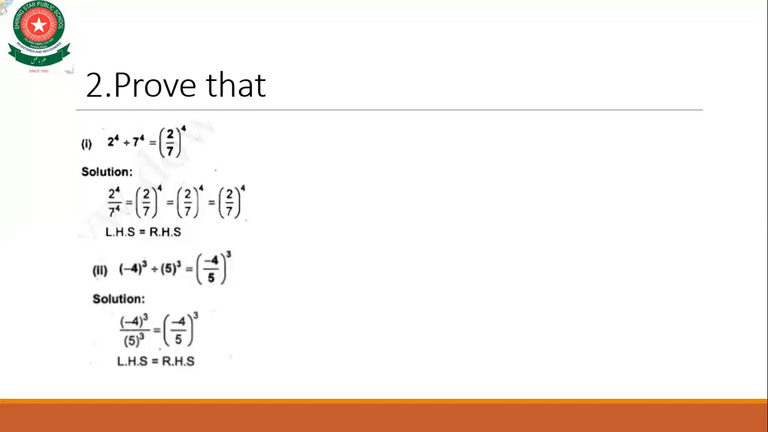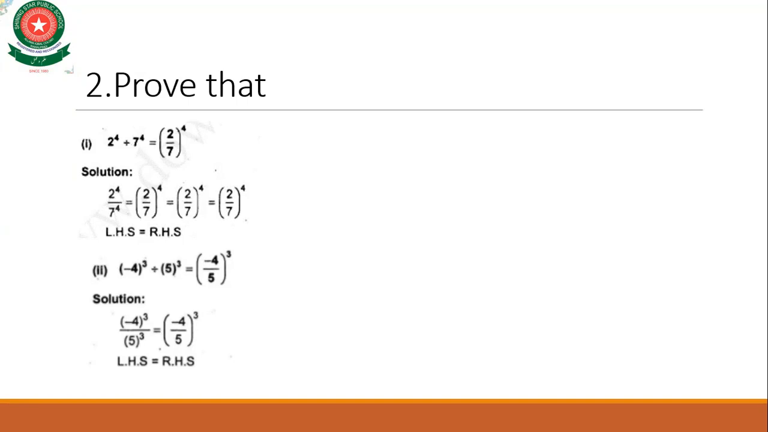Here again, the bases are different, but the powers are the same. So we will use the formula. First of all, we have to convert the divide form into fraction form. Then we will get minus 4 power 3 over 5 power 3. Now, according to the formula, we know that when the bases are different but the quotient's powers are the same, then the answer will be a over b power n.